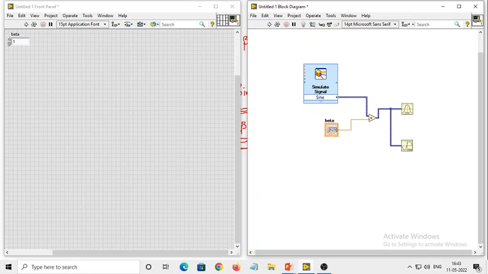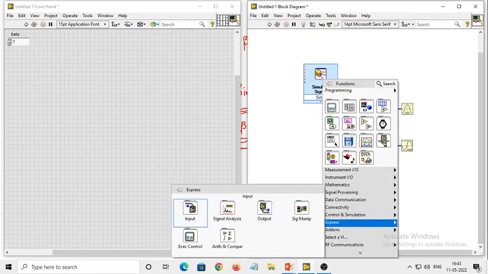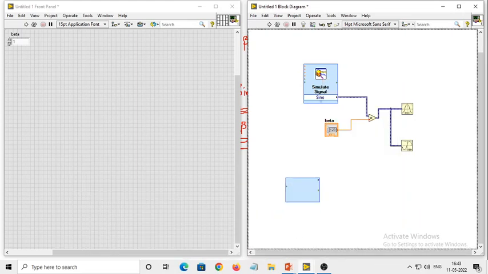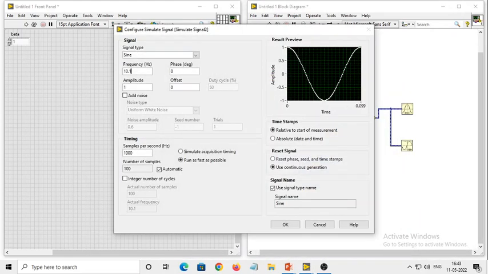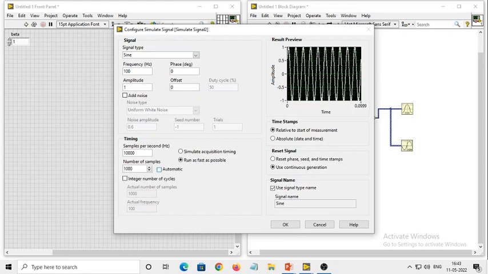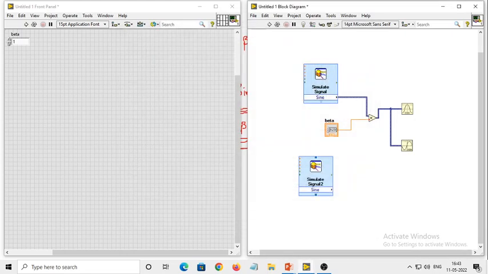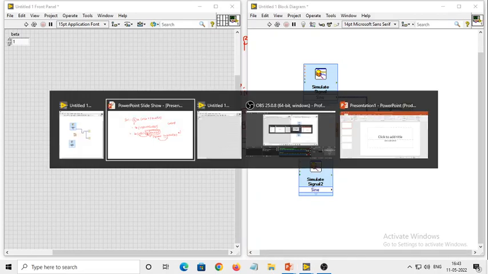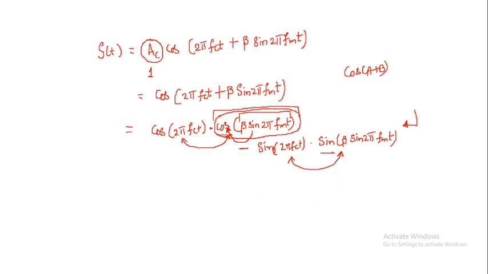Now you need to build cos and sine carrier signals, that is cos 2 pi fct and sine 2 pi fct. Just right click, express, input, simulate signal. So since this is carrier, I will be giving 100, and samples 10,000, again 10,000, plus 1. So this builds me sine 2 pi fct. Okay, in the equation you can see that we require sine 2 pi fct and also cos 2 pi fct. So this is done.